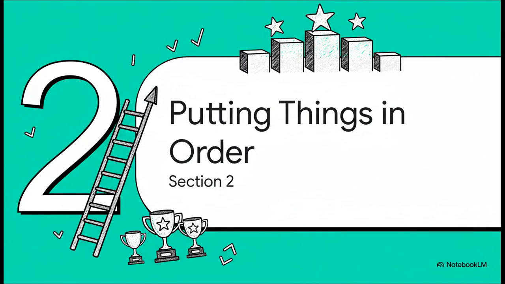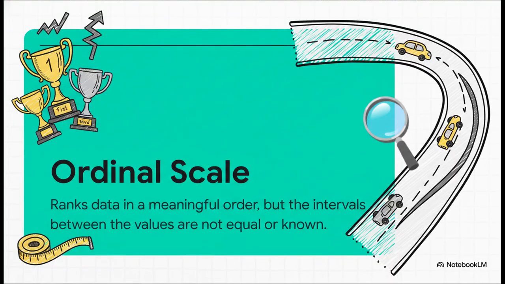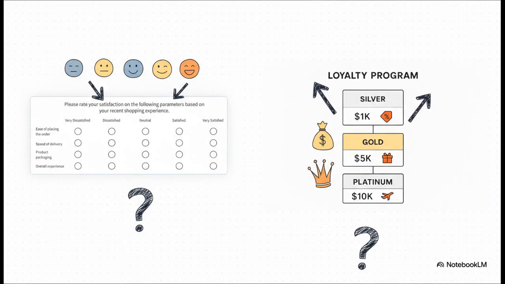So just having categories is a great start. But what if we need to know which category is better or higher than another one? Well, that takes us up to the next level, putting things in order. And this brings us to the ordinal scale. Now we finally have an order, a meaningful ranking. Think about something like first, second, and third place. But, and this is a big but, here's the catch. While we know the order, we have absolutely no idea how far apart those ranks are. The gap between first and second could be a split second, while the gap between second and third could be minutes.